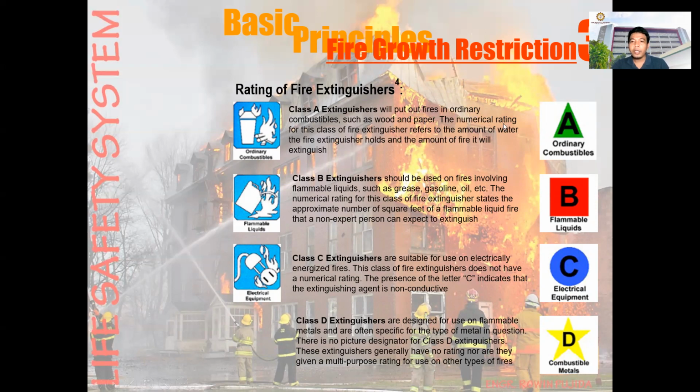Okay. So the numeral rating for this class of fire extinguisher refers to the amount of water the fire extinguisher holds and the amount of fire it will extinguish. Next, we have the class B extinguisher, which should be used on fire involving a flammable liquid such as grease, gasoline, oil, etc. The numeral rating of this class of fire extinguisher states the approximate number of square feet of the flammable liquid fire that a non-expert person can expect to extinguish.